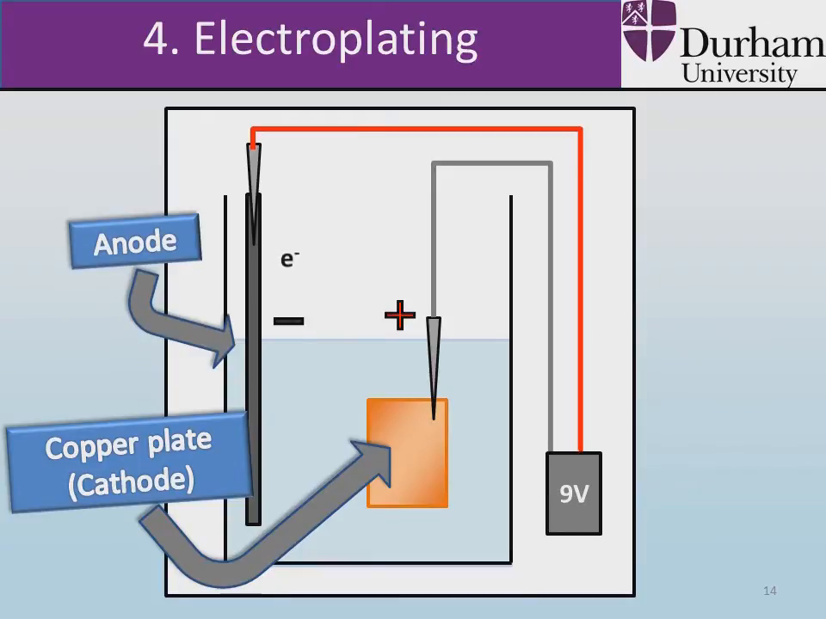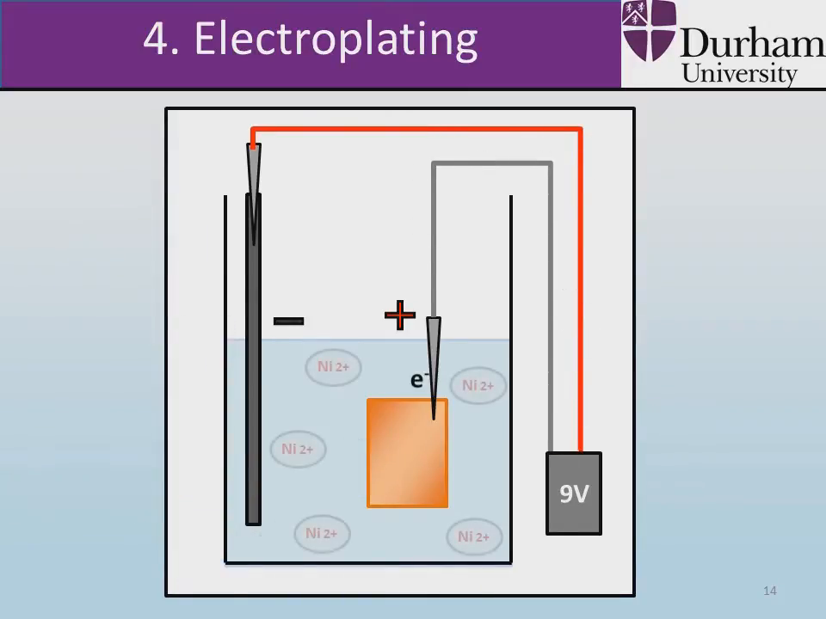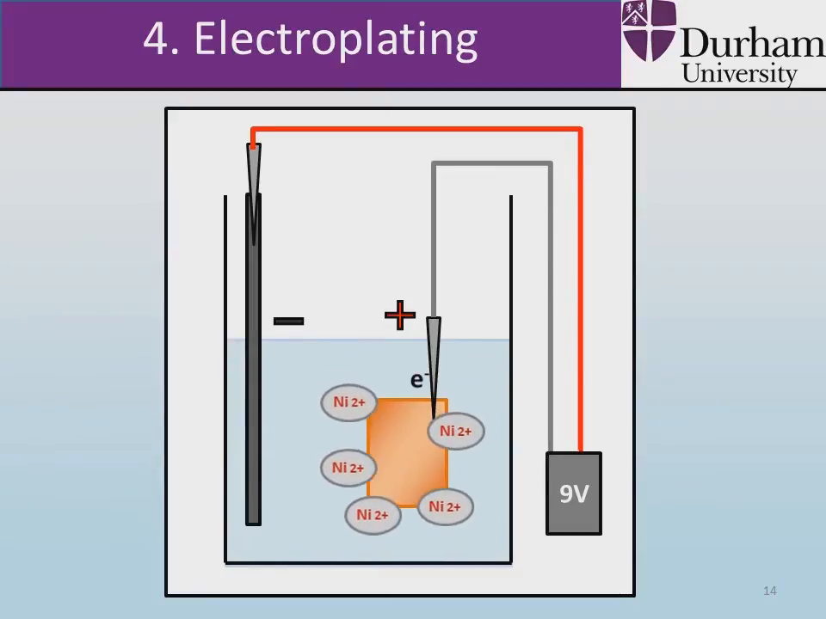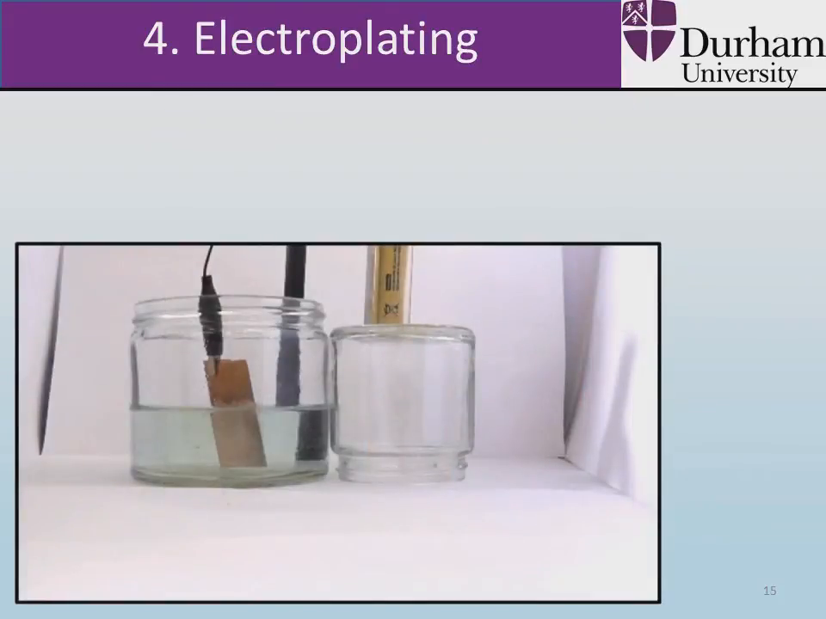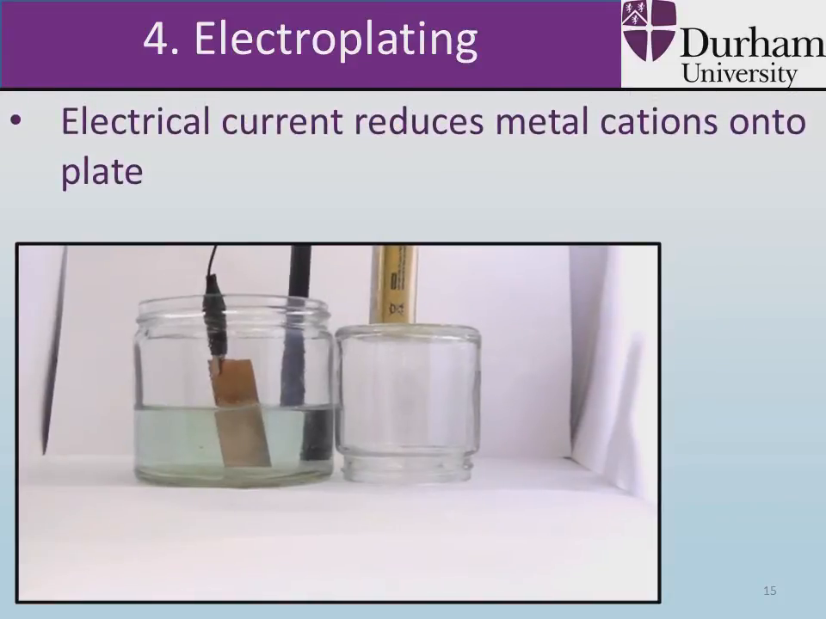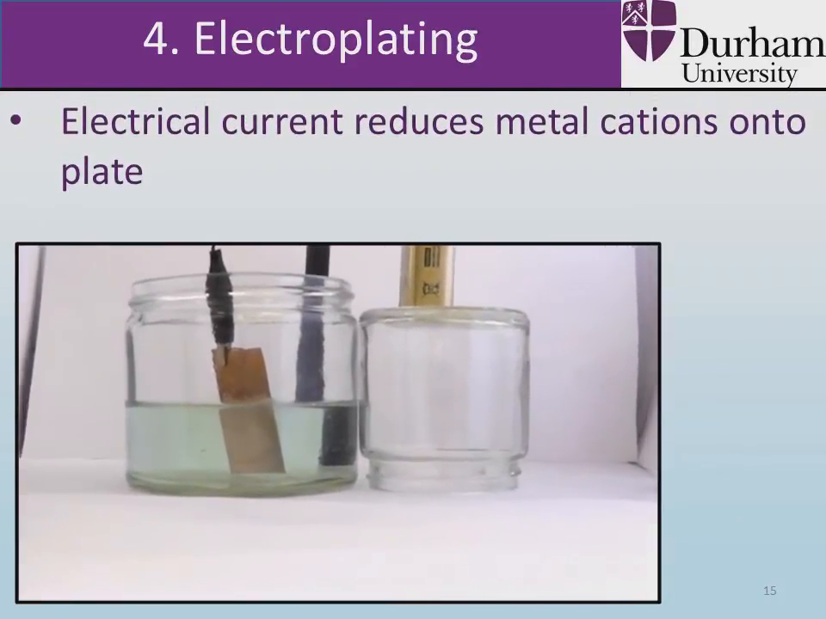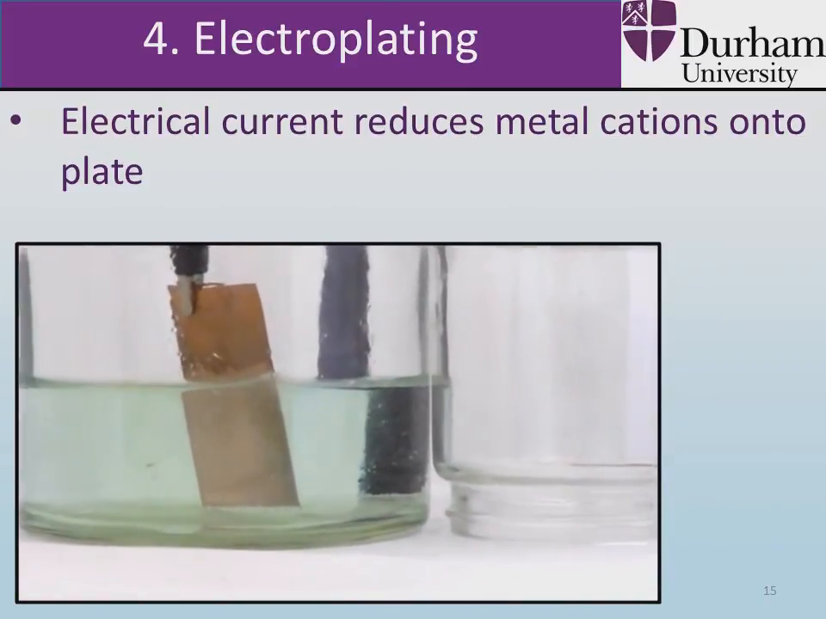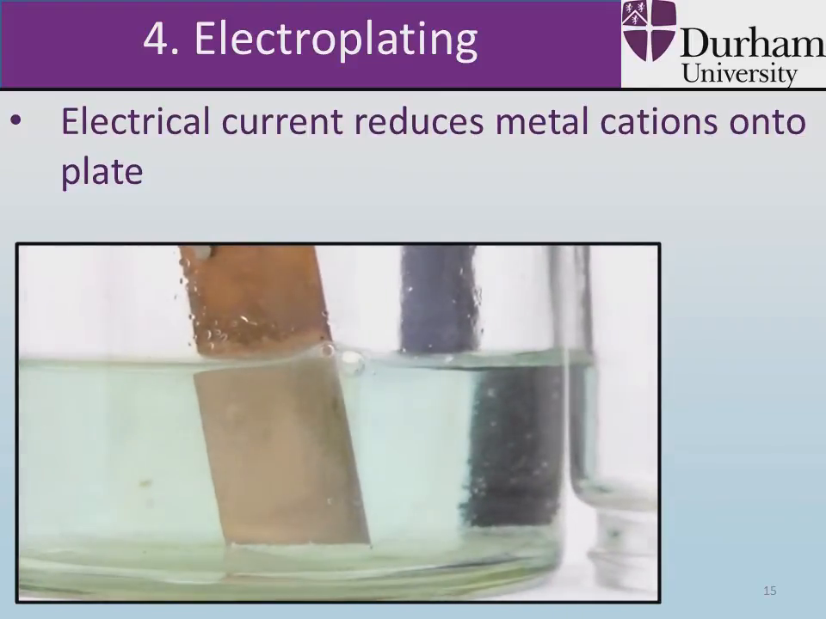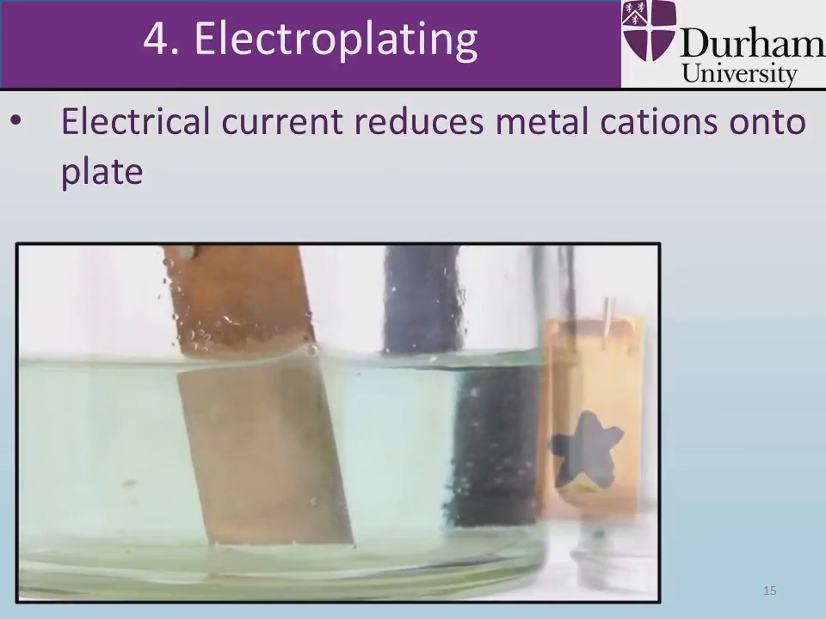As electrons flow around the circuit, the nickel ions move towards the plate, which is the cathode, so they are attracted to it. Here they gain an electron. The nickel 2+ ions in the nickel chloride solution are hence reduced to nickel metal and deposited onto the plate, changing the surface layer from copper to nickel.